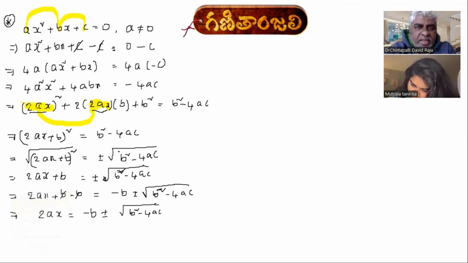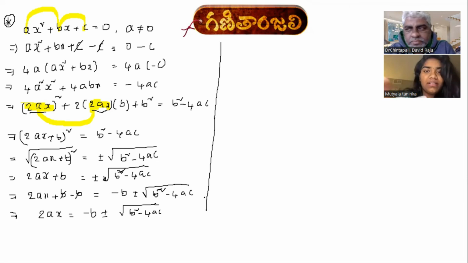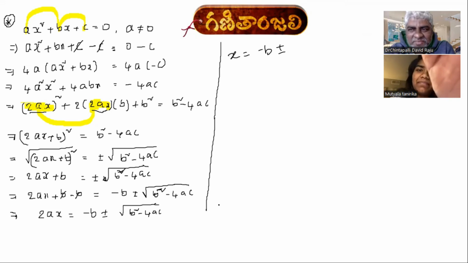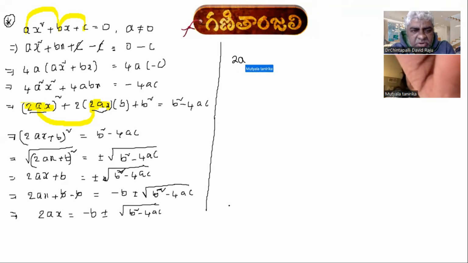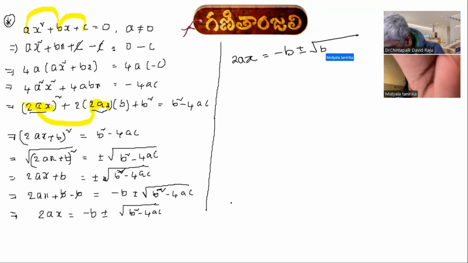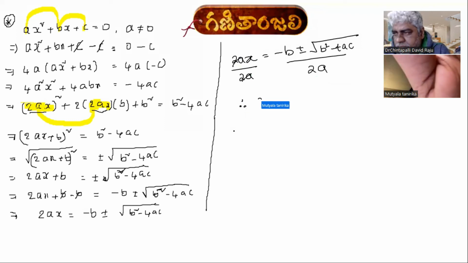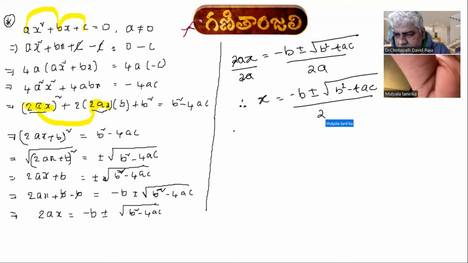Can you write the last step on the screen? So it's x equals minus b. You are writing directly. Use the original concept. 2ax is equal to minus b plus or minus the square root of b square minus 4ac, and divide both sides by 2a. 2a gets cancelled. Therefore, x equals negative b plus or minus the square root of b square minus 4ac over 2a.